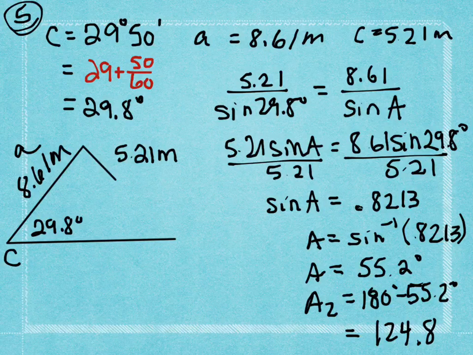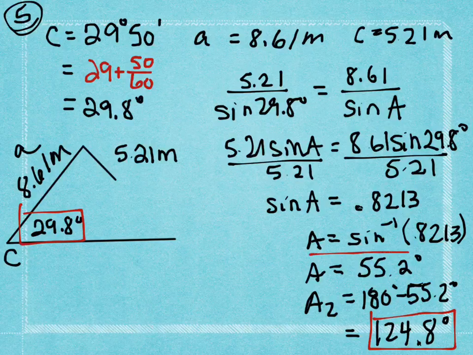Okay. So 124.8 plus 29.8 is what? I'm wanting you to add 124.8 and the original angle C, 29.8. What was it? 154.6. Is it under 180? Yes, so we have 2 triangles. Because when I added the original angle with the possibility of angle A2, that possible angle, I'm under 180, which means I do have 2 triangles here.